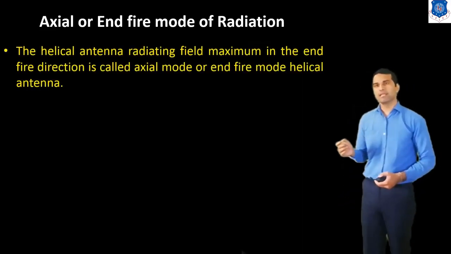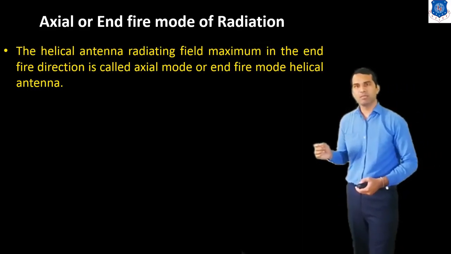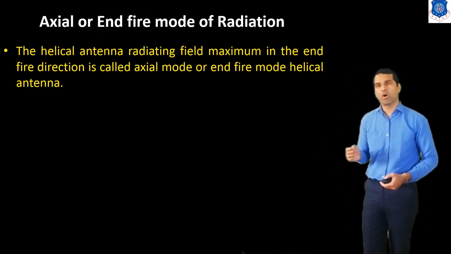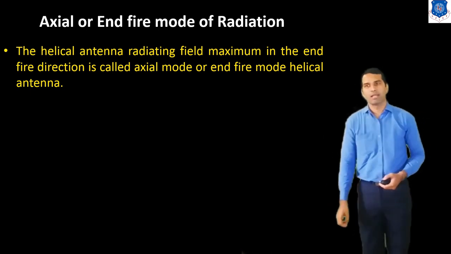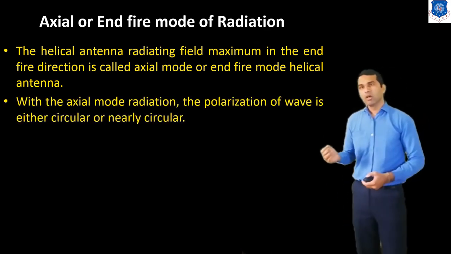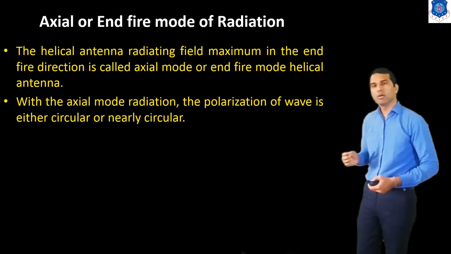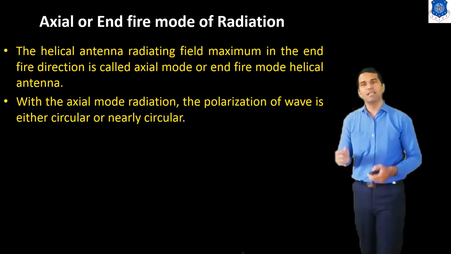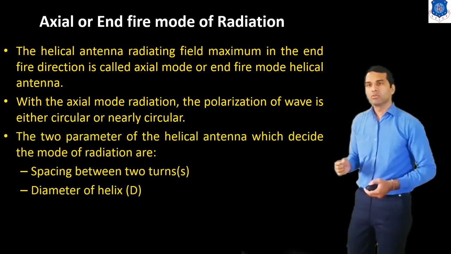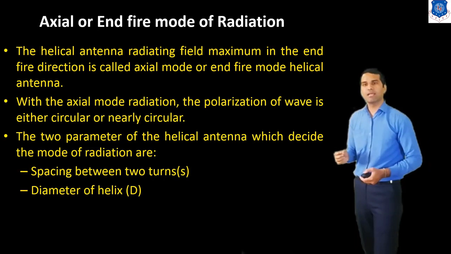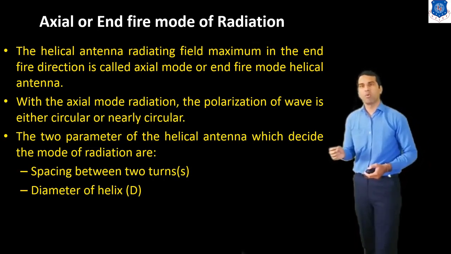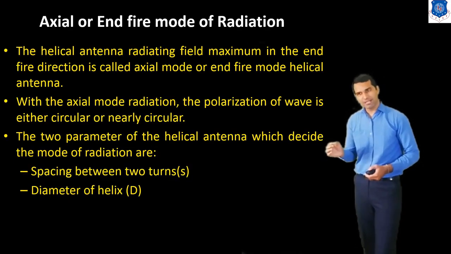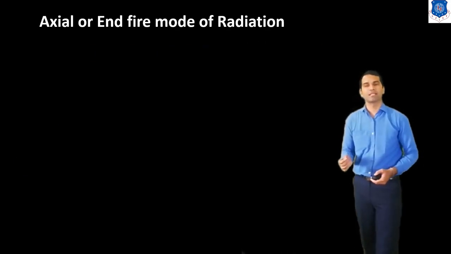The helical antenna that radiates field maximum in the end fire direction is called the axial mode, or the end fire mode helical antenna. With the axial mode radiation, the polarization of the wave is either circular or nearly circular. The two parameters of the helical antenna which decide the mode of radiation are the spacing between the turns, that means S, and the diameter of the helix, D.